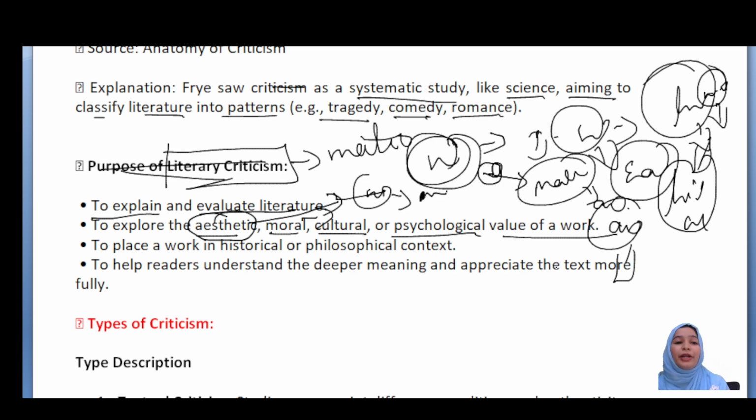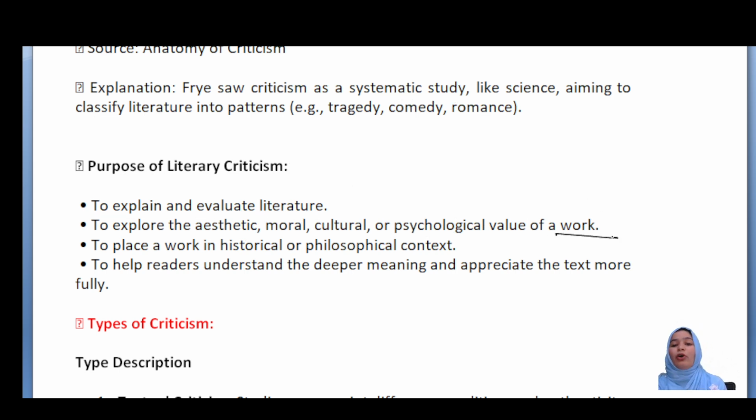We don't have the right to blame any work. That does not come under literary criticism. And the psychological value of that work: what condition has been seen in the characters. That is what is called the value of a work.